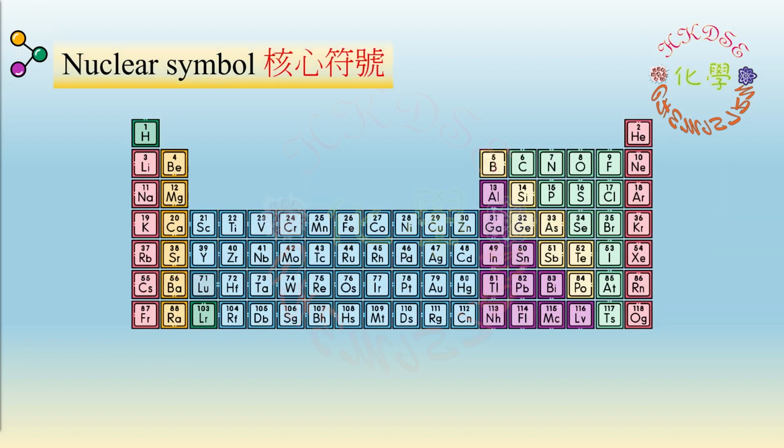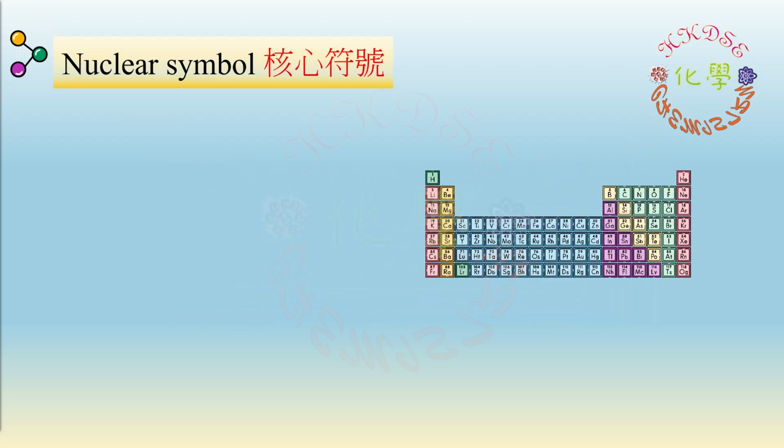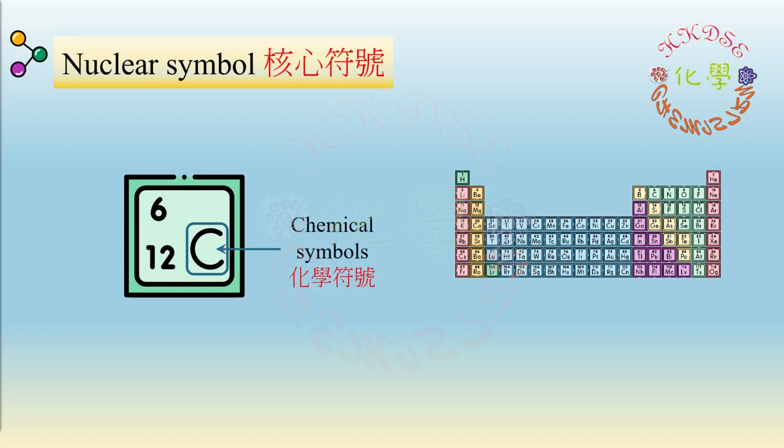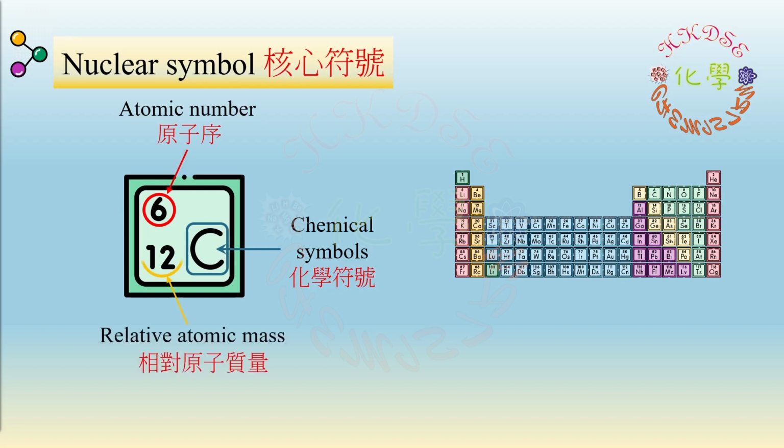In the last video, we illustrated the nuclear symbol. Let's use carbon as an example. The nuclear symbol for that element has 3 components. On the right is the element symbol, which is the 1 or 2 letter symbol for that element. In this case, C stands for carbon. At the top is the atomic number, which tells us the number of protons in that atom. At the bottom is the relative atomic mass, which represents the weighted average mass of that element.